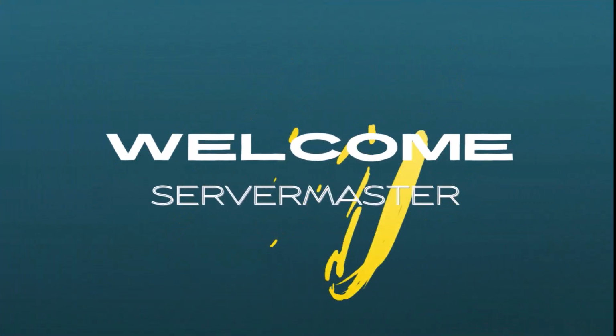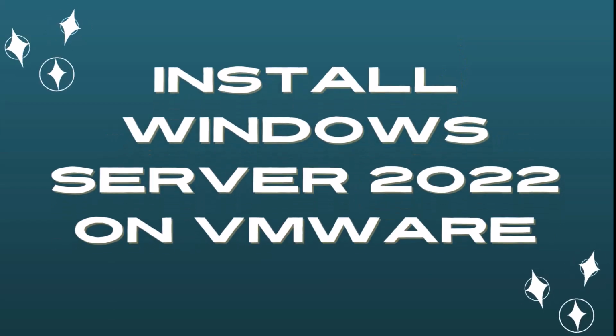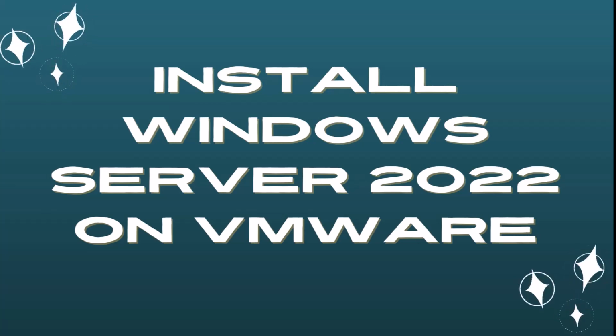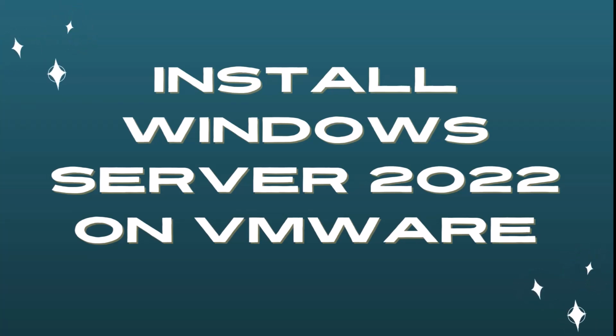In this video, we are going to install Windows Server 2022 using VMware Workstation. We will be installing the evaluation version of Windows Server 2022. For the installation, first we need to download the ISO image file from Microsoft website.